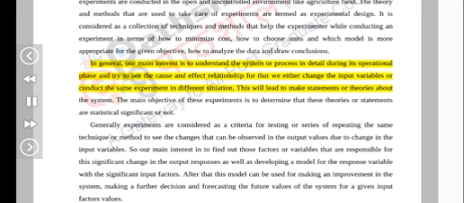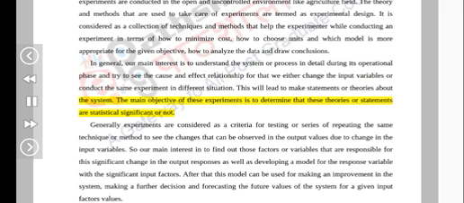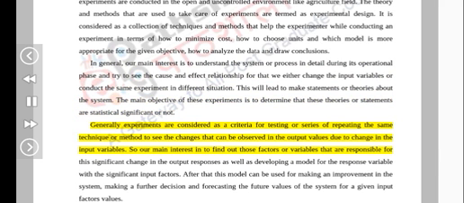For that, we either change the input variables or conduct the same experiment in different situations. This will lead to making statements or theories about the system. The main objective of these experiments is to determine whether these theories or statements are statistically significant or not. Generally, experiments are considered a criterion for testing, or a series of repeating the same technique or method, to see the changes that can be observed in the output values due to changes in the input variables.